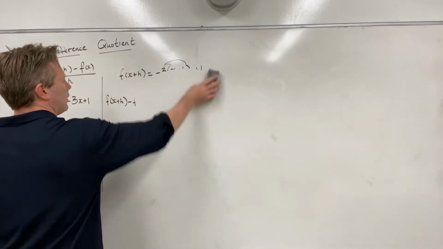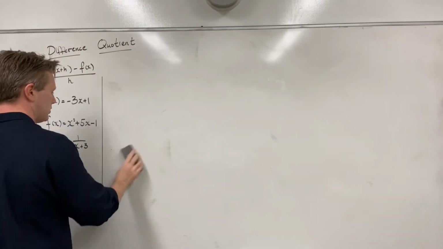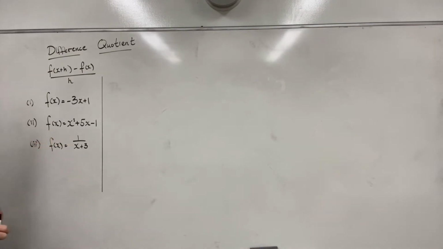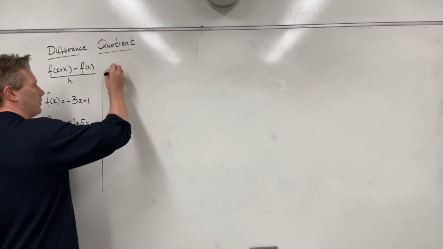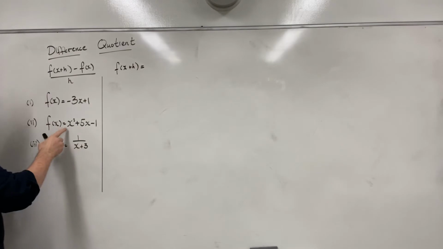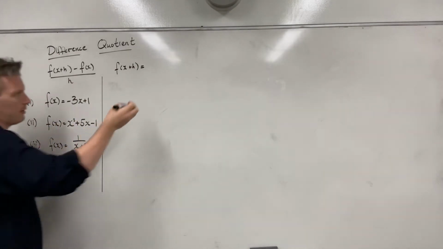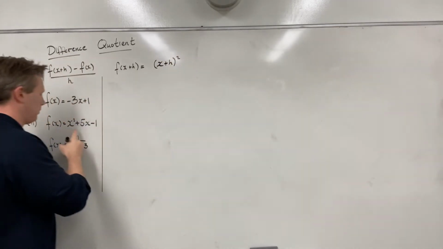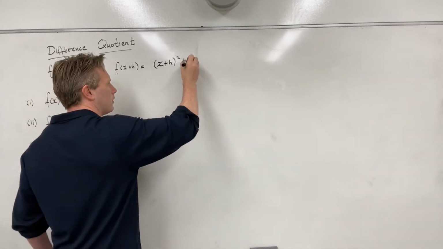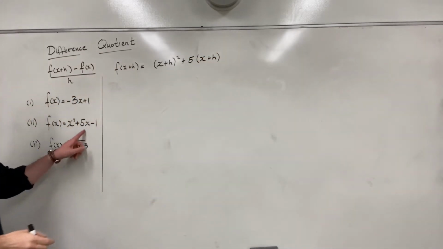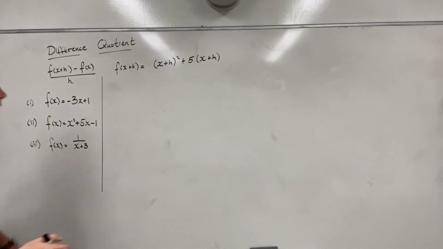Let's take the second problem. This time I have a quadratic function. F of x is equal to x squared plus 5x minus 1. So let me first find f of x plus h. That will be, instead of x squared, I have x plus h squared plus 5 times x plus h. Again, just replacing my x with x plus h. And I have a minus 1 at the end.